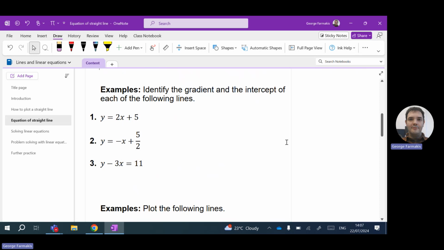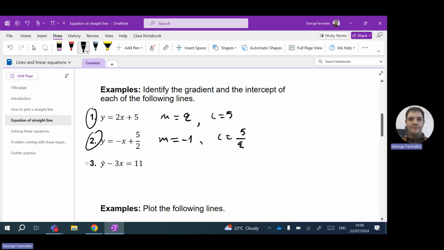Let's do some examples to see how we can identify the gradient and the intercept of some lines. For example, in the first case, we have an equation of the line which reads as y equals 2x plus 5. So in this case, the gradient is equal to 2 and the intercept c is equal to 5. Second example, y equals minus x plus 5 over 2. So in this case, the slope is minus 1 and the intercept is 5 over 2.